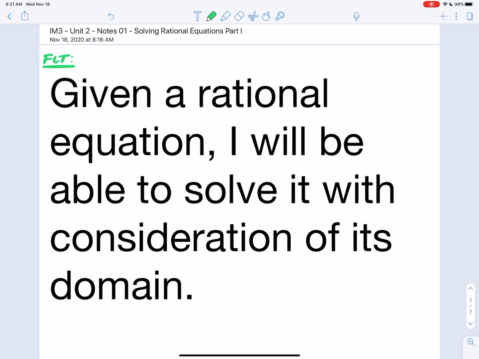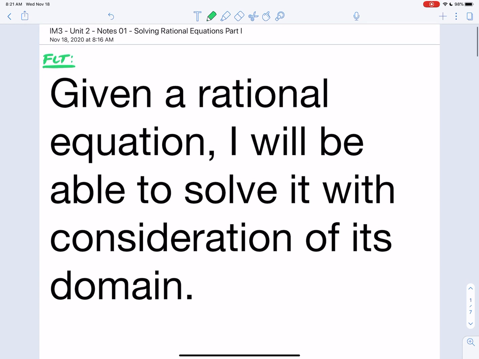So, your goal for the day: given a rational equation, I will be able to solve it with consideration of its domain. To be honest, it's really nothing new. Maybe just a little bit more, but it ties into what we learned in the last unit, okay? All right, so here we go.